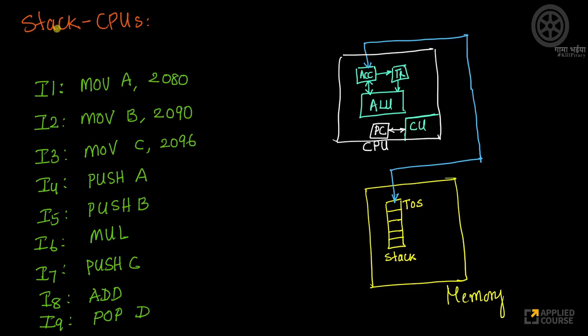So the first type of CPU organization that we'll learn of is called stack CPUs. These are very simple models. Along with stack CPUs, we'll also learn of a concept called the zero address instruction format, and how these instructions are executed in a CPU.